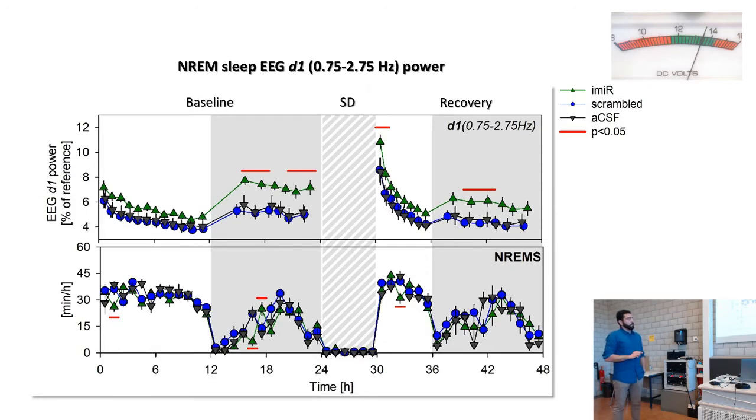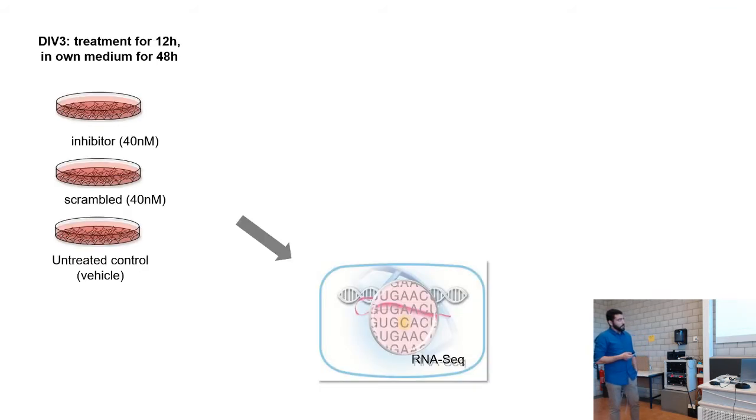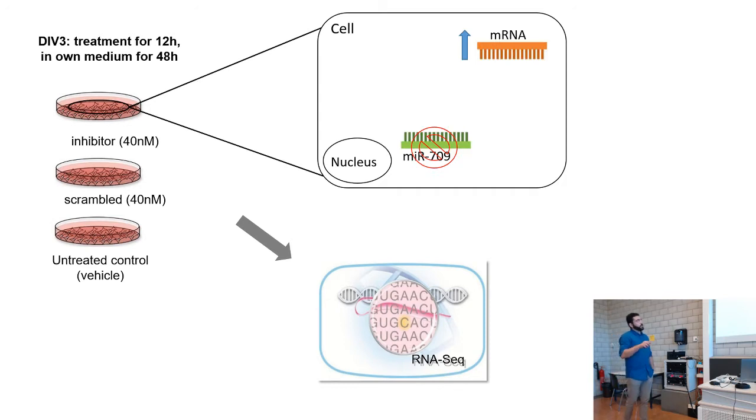So, okay, we did have a phenotype. Now the next question for us was, what is the mechanism underlying this? And to answer this question, we cultured primary cortical neurons and treated them with exactly the same inhibitors: either a specific inhibitor for 709, a negative control, or an untreated control, the vehicle, basically. Now, we expected exactly the same to happen, that when we block 709, the specific targets of 709 should go up.